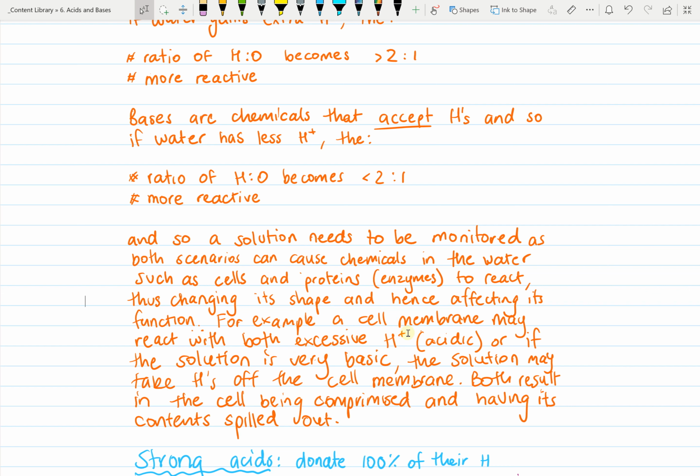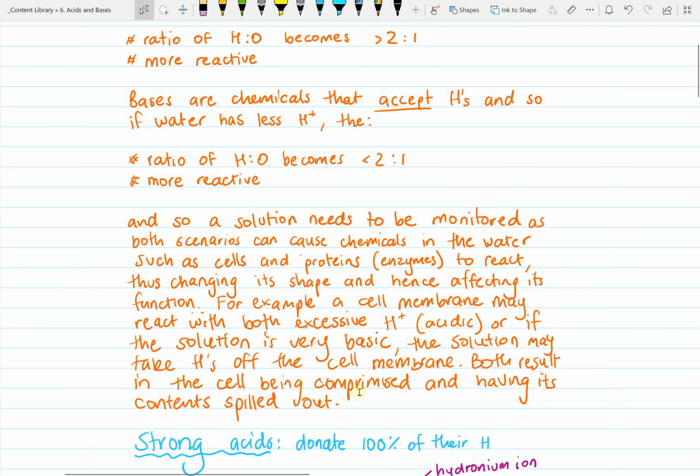And the same effect if we put the cell membrane in a solution that's very basic. The hydrogens that are on the cell membrane might be plucked off by the OH in the solution, the reactive solution, and therefore, because they've lost their hydrogens, they also change shape and might also lose function. And every chemical kind of gains and loses hydrogens at different levels. So you want to be able to monitor it.